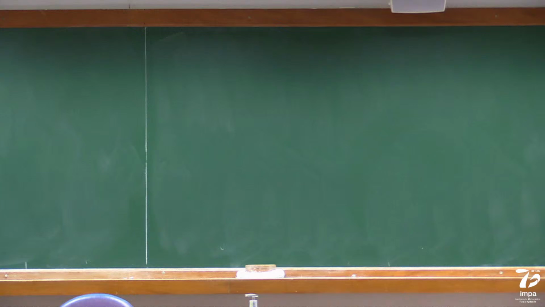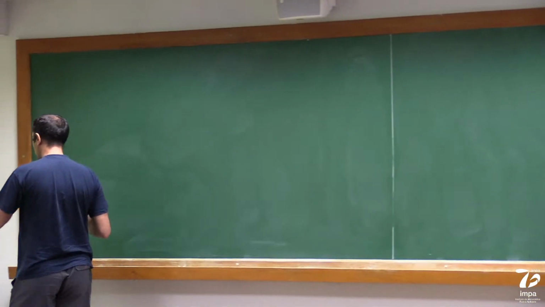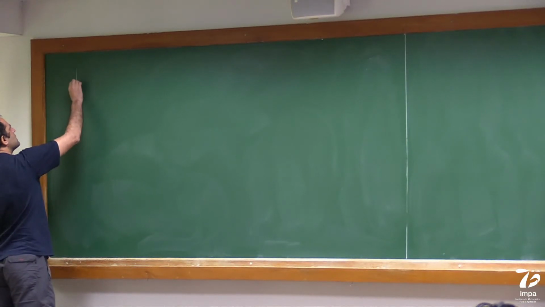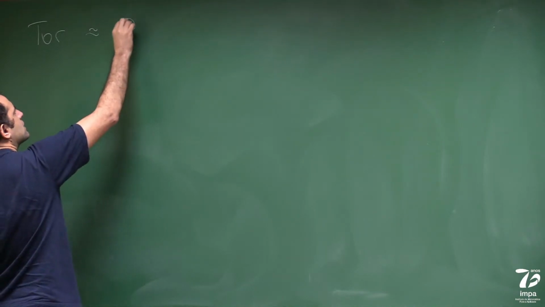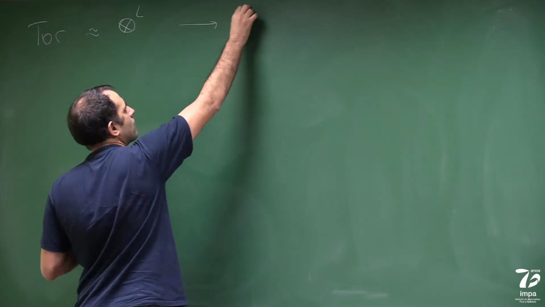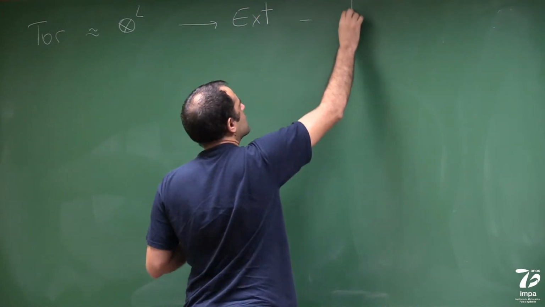Injectives instead of projectives. So there's very little change. So today I want to go from Tor, and these guys were the derived functors to tensor product, to Ext. And these guys are going to be the derived functors to Hom.